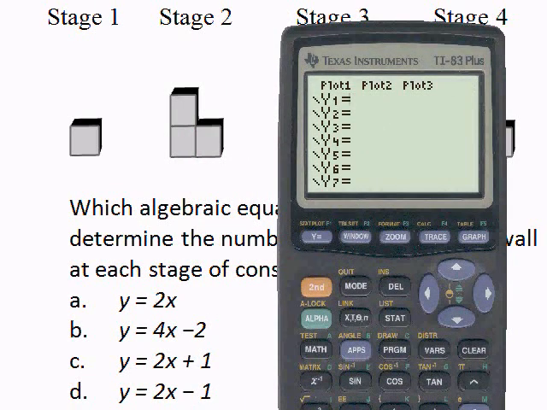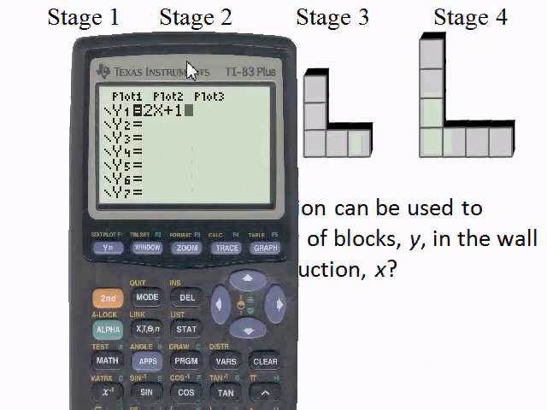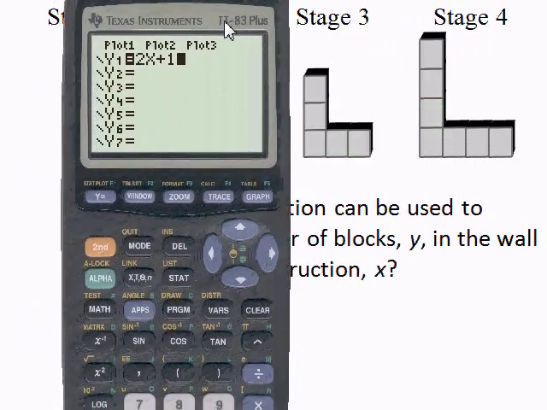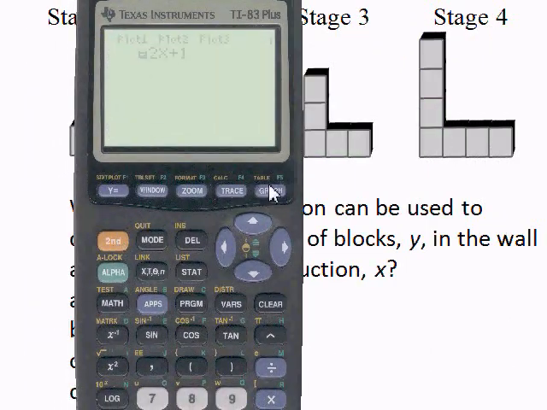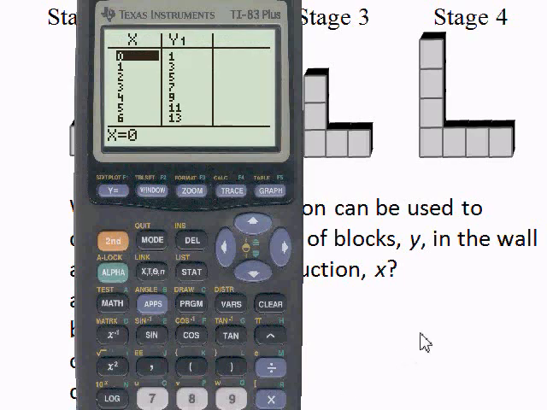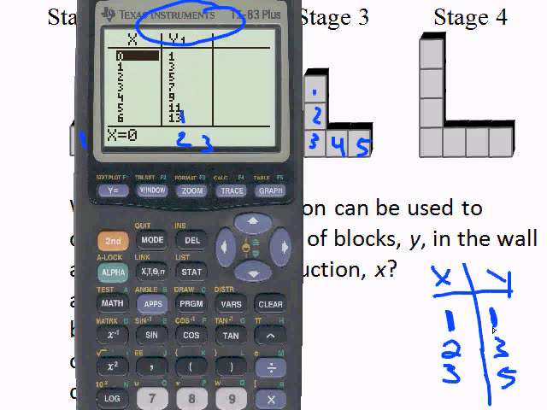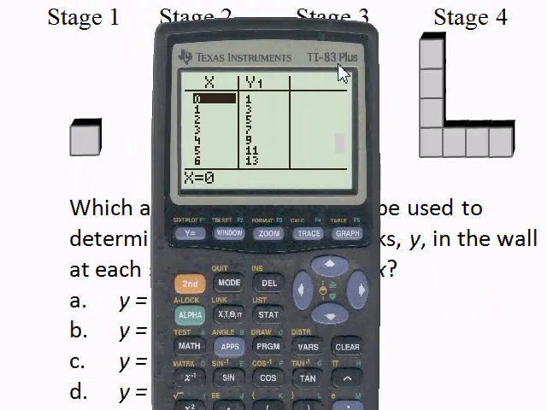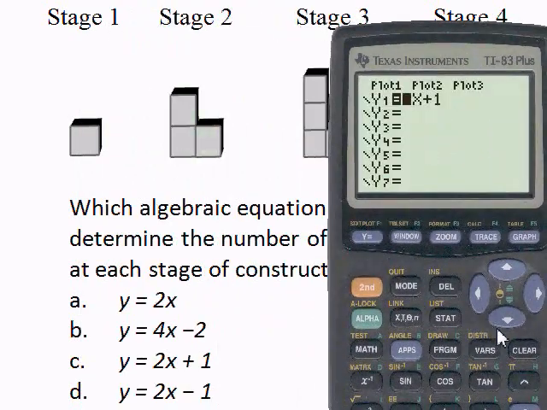So we clear that out. Let's try 2x plus 1. Again, we try to match it. Go under our second table, and you see 1, 3. It should be 1, 1, so that one doesn't match either. So the answer choice has to be D, but let's be for sure.